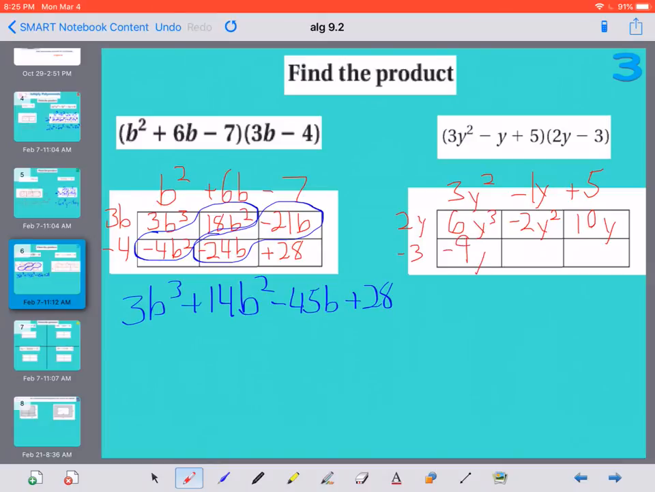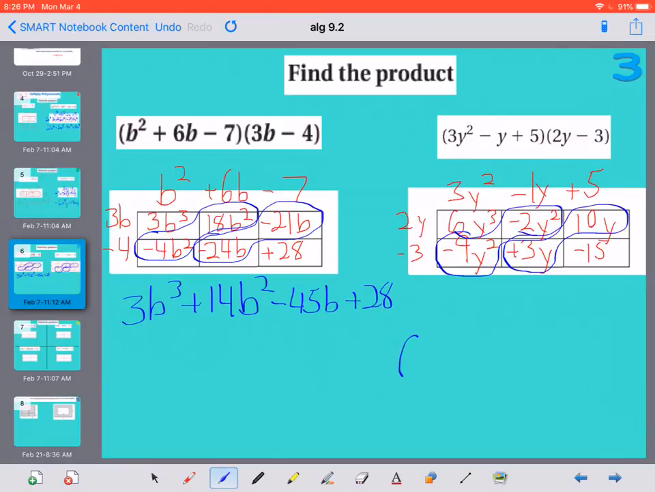Then we got to add the y squared. Negative 3 times negative 1 is a positive 3y. And negative 3 times 5 is negative 15. So we got to take a look and see if we can see anything that's alike. I see negative 9y squared and negative 2y squared, and 3y and 10y.